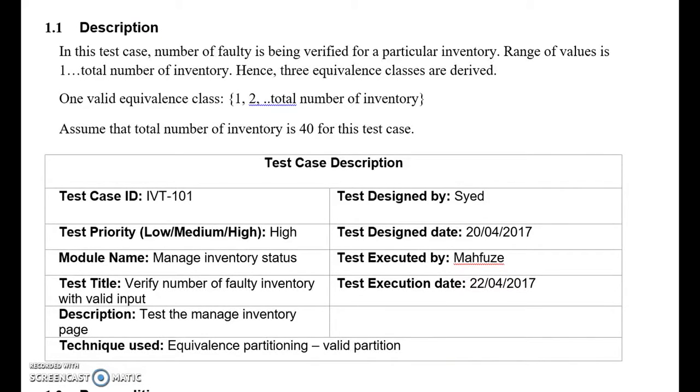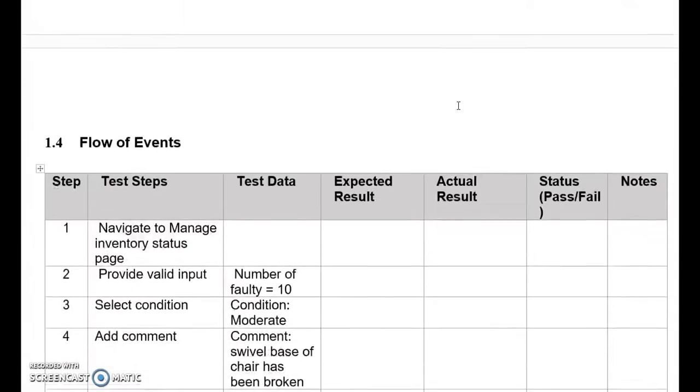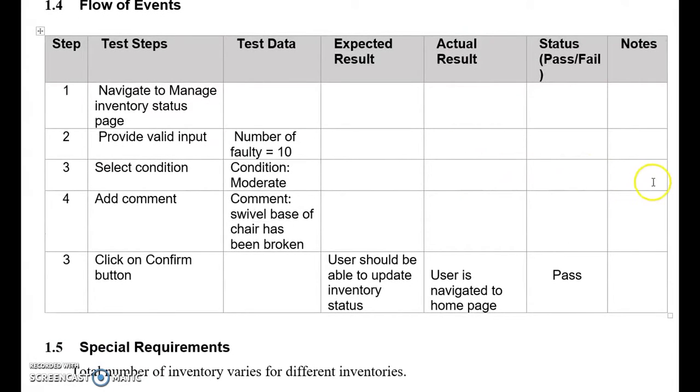This is the testing part of manage inventory status. Here we are testing the number of faulty inventory. We are following equivalence partitioning technique. Here we have one valid class which is from 1 to total number of inventory. For example, total number of inventory is 40. User enters the number of faulty is 10. So the status is passed.